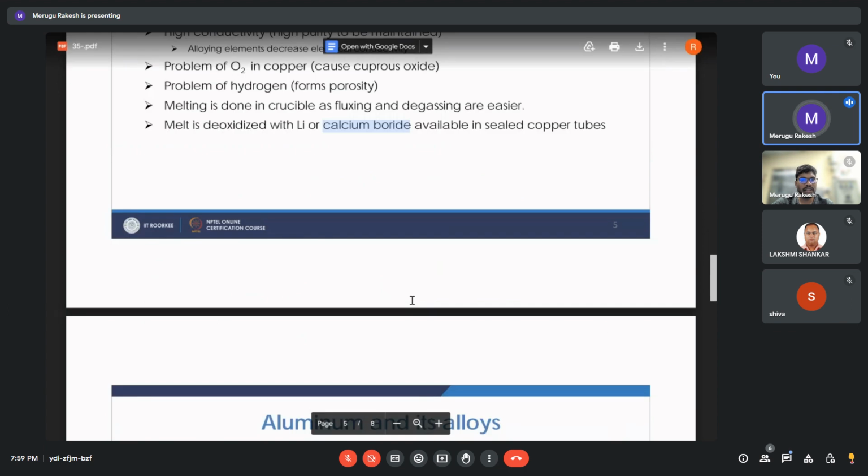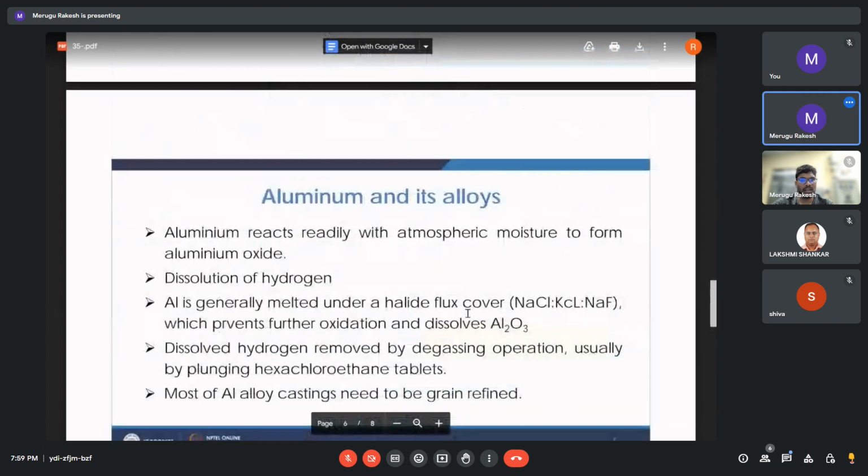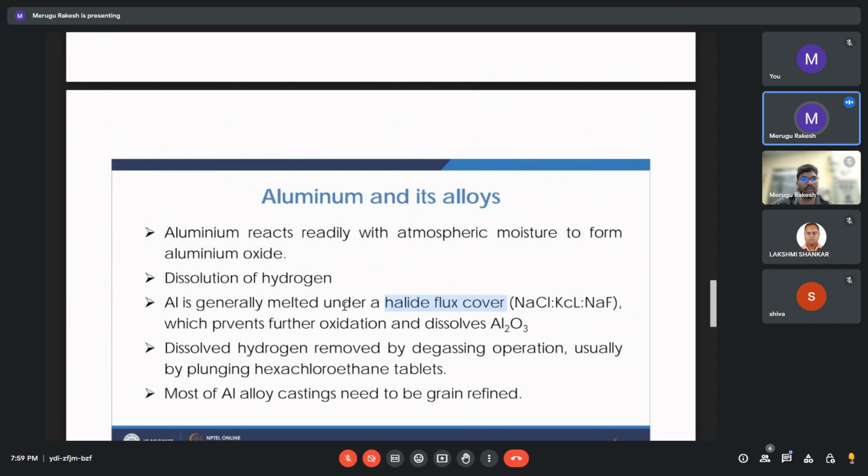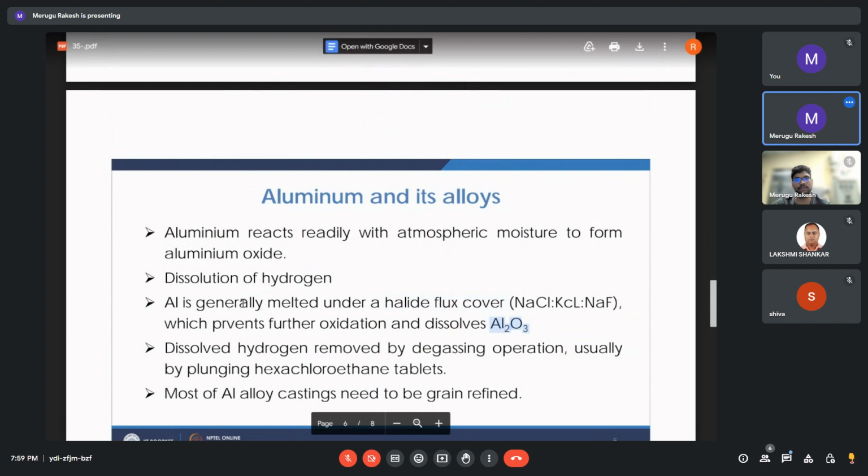For example, in aluminium, we'll have a halide flux cover, nothing but NaCl, KCl. This will be in certain ratios. When you add this, it will form a top layer on the alloy, and it will prevent further oxidation. And it will also dissolve these phases, aluminum oxide, Li2O3.